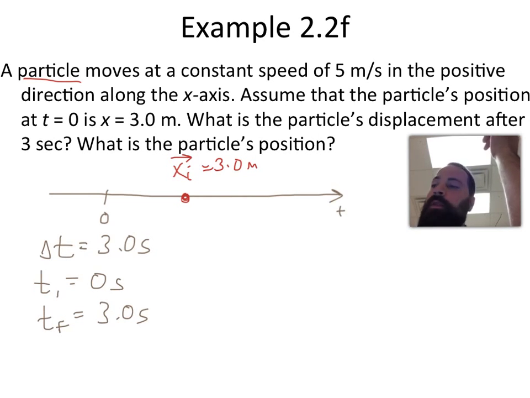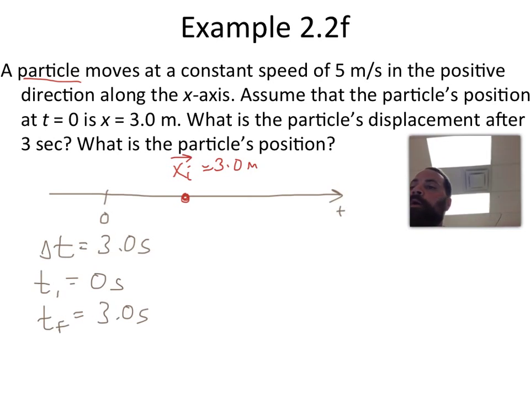So if we're told the elapsed time, like after 3 seconds, right here is 3 seconds, then we can just say our change in time is 3 seconds. Okay, so then that means our position at 2 seconds is 3.